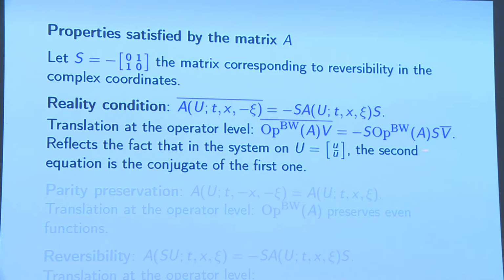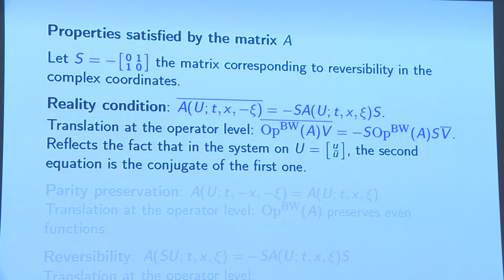And this property just reflects the fact that we are working with a system on capital U, which is U bar, where the second equation of the system is obtained from the first one by conjugation. So this is just a property coming from the fact that we started from a system with real valued functions.